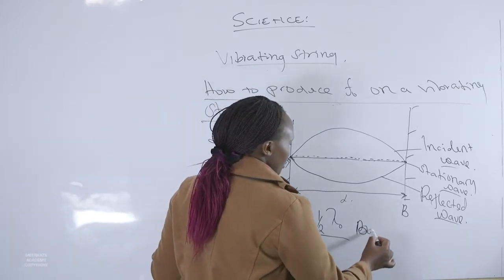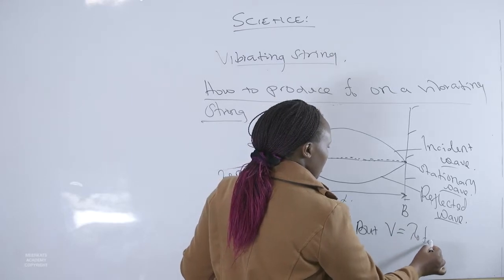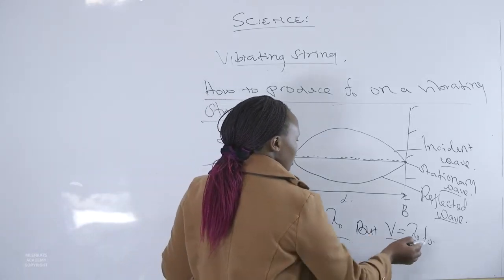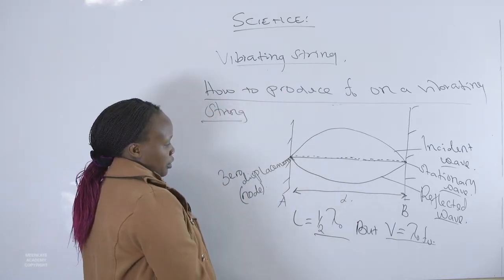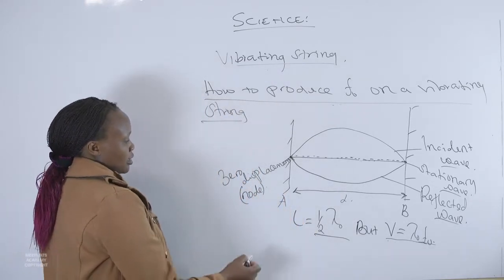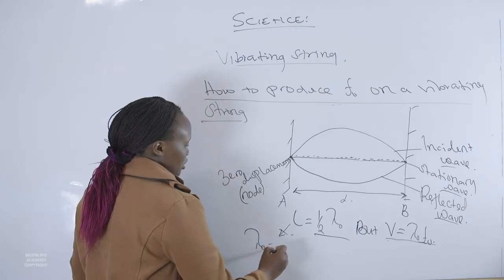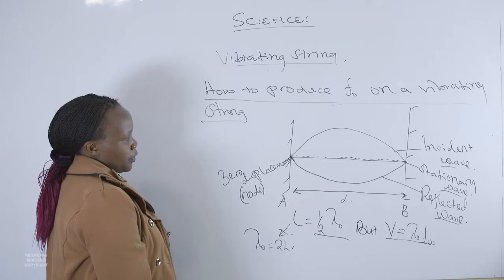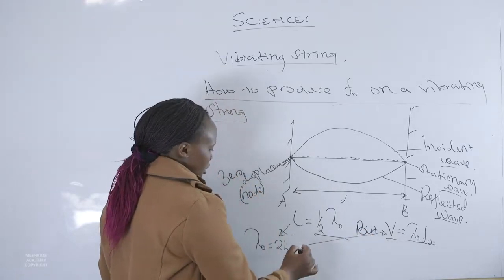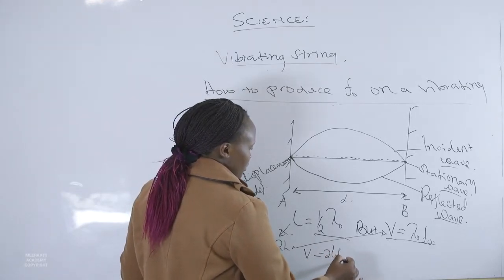We know that the speed of a wave is a product of its wavelength and its frequency. Therefore, we can substitute for our wavelength. In this case, if L is half the wavelength, then our wavelength is equal to 2L. Therefore, if we substitute this in our equation, it becomes V equal to 2L F naught.